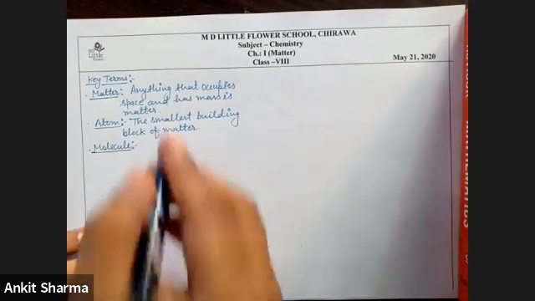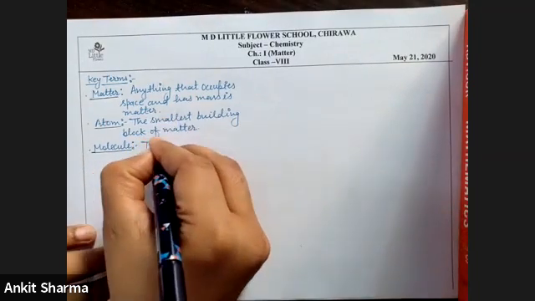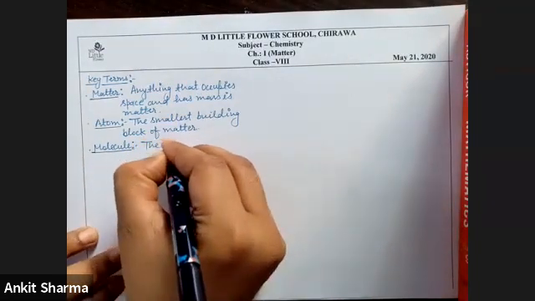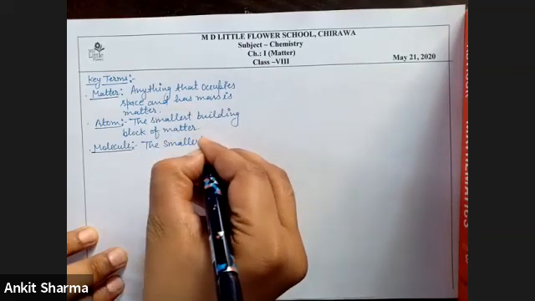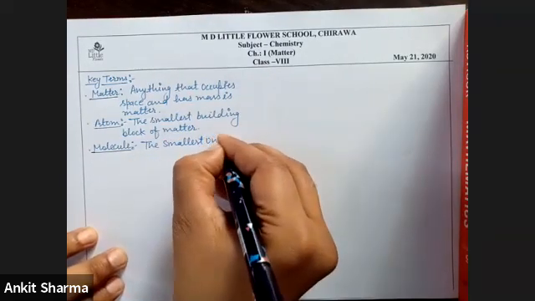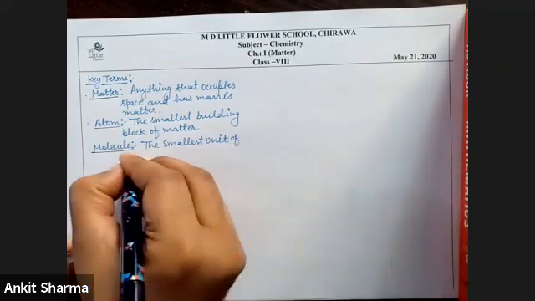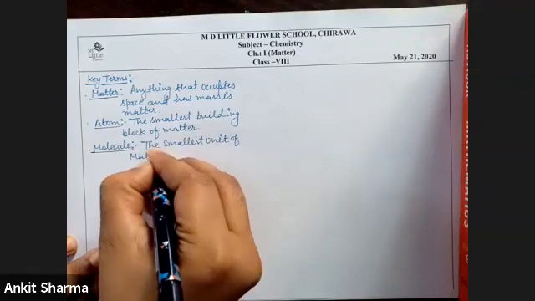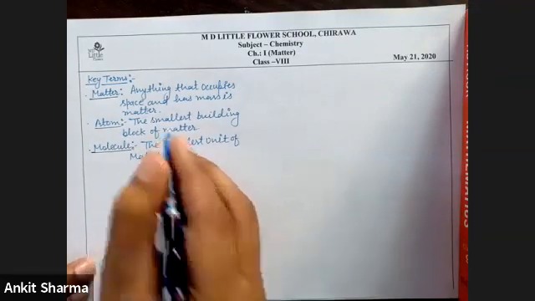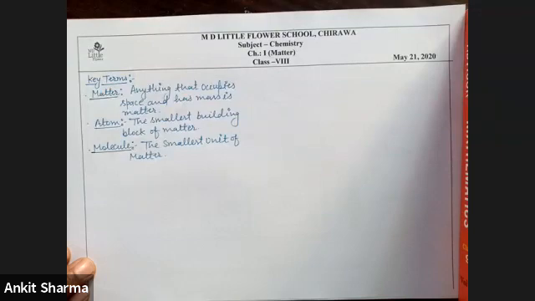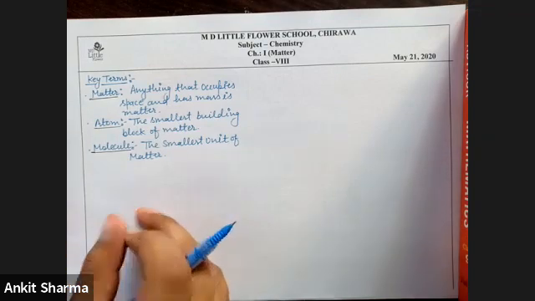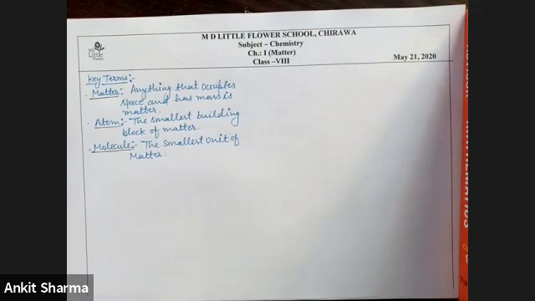What is molecule? The smallest unit of matter, that is molecule. Or we can say it is made up of atoms and can exist independently. That is also a definition of molecule. We can also describe molecule in that way.